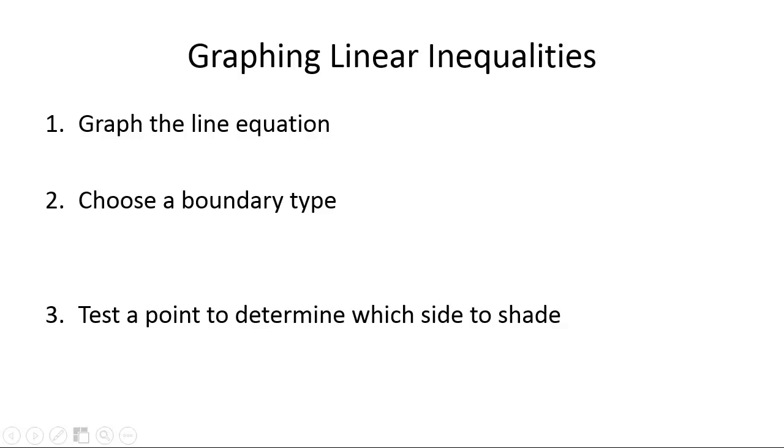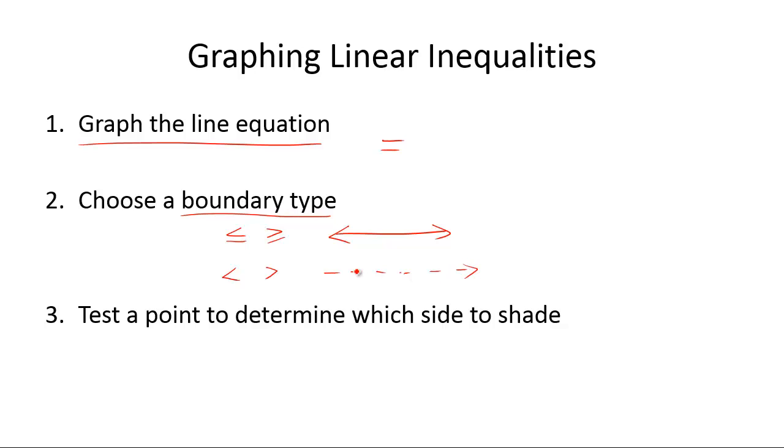So, to graph a linear inequality, you first want to graph the line equation by pretending it's an equal sign. Then you want to choose a boundary type. If it's less than or equal to or greater than or equal to, it's a solid line because it includes all the points on the line. But if you have an inequality that's less than or greater than, then it's signified by a dotted line because none of the points on the boundary are included, but all the points outside of the boundary and just up to it are included.